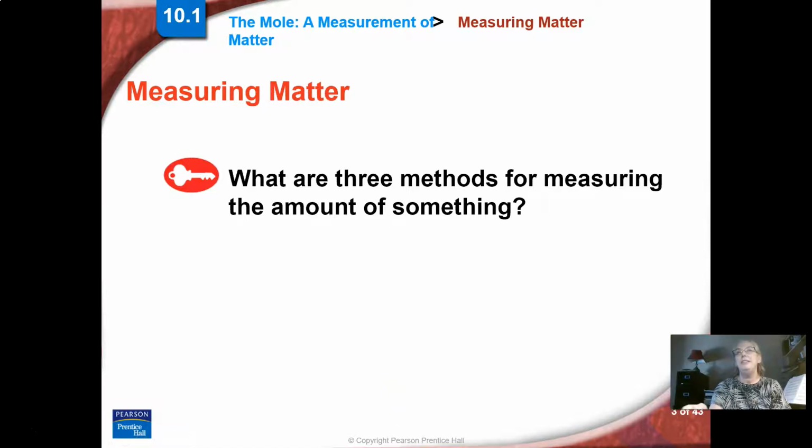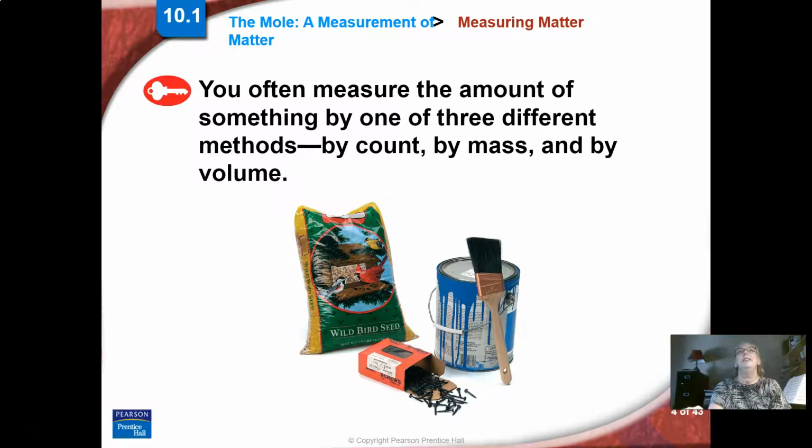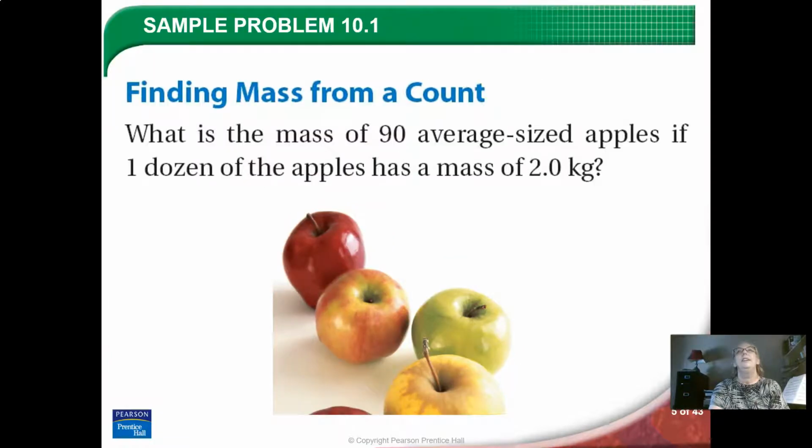So there's 3 ways of measuring the amount of something. We can count, we can take the mass of it on the balance, or we can measure the volume. So those are the things we do in chemistry. So we could figure out what is the mass of 90 apples if we know 1 dozen has a mass of 2 kilograms. So we can use all that information to figure that out. So we'll do the same thing with atoms and molecules.